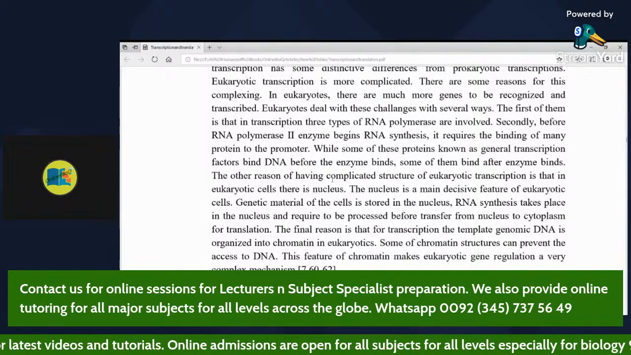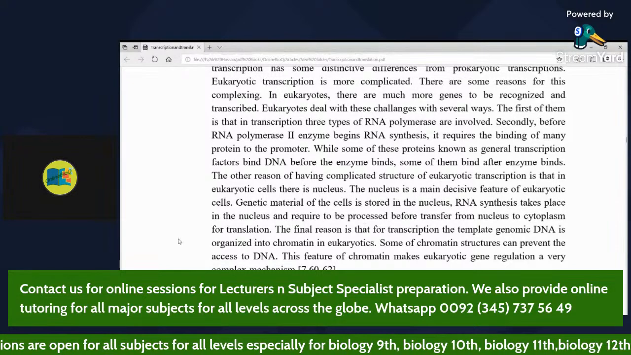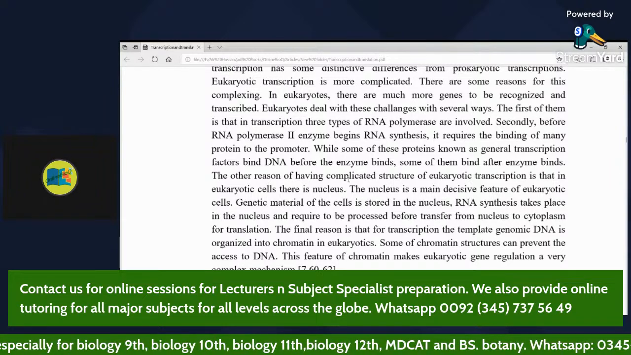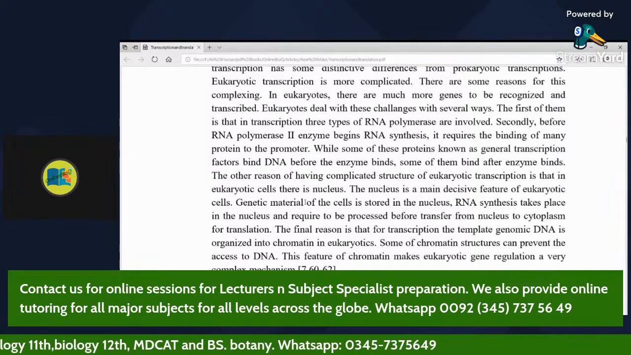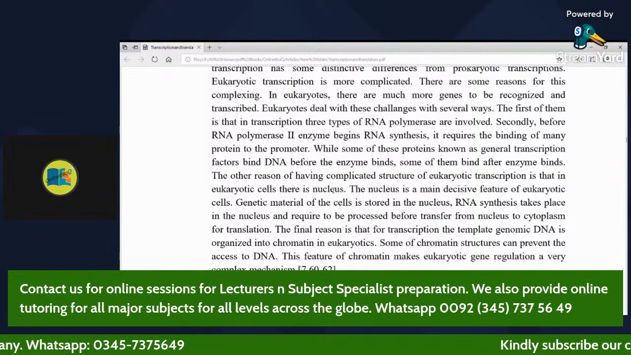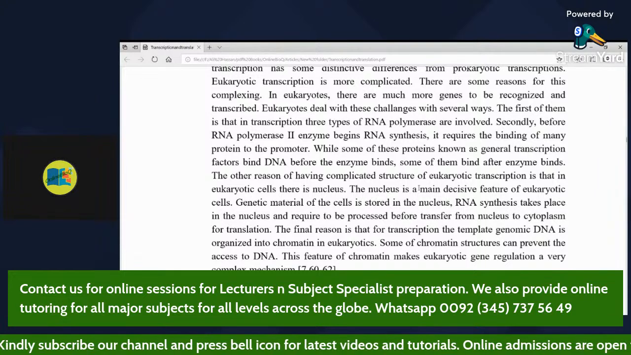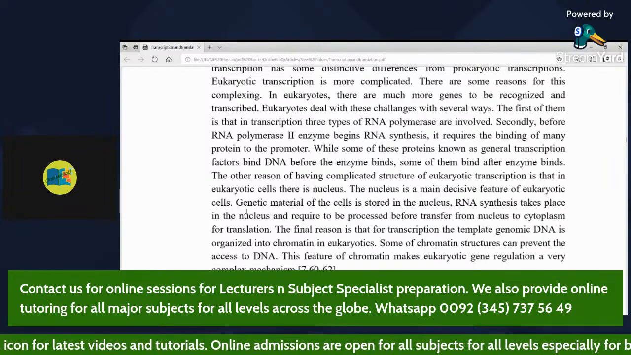Another reason why this is a complicated process is that eukaryotic cells have a distinctive nucleus. The nucleus is a main decisive feature of eukaryotic cells.